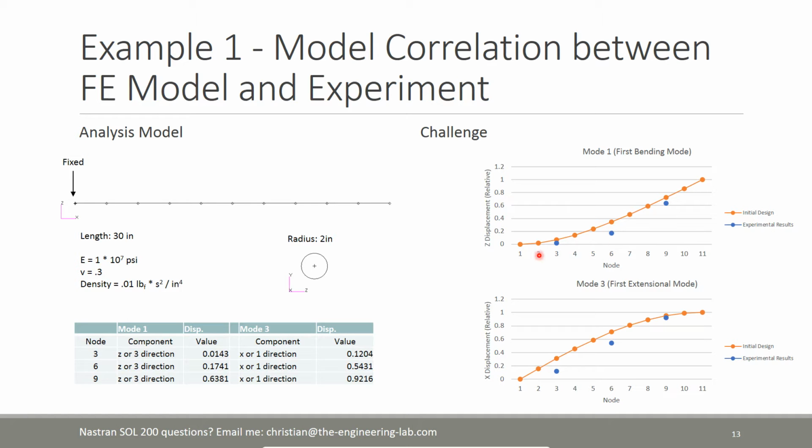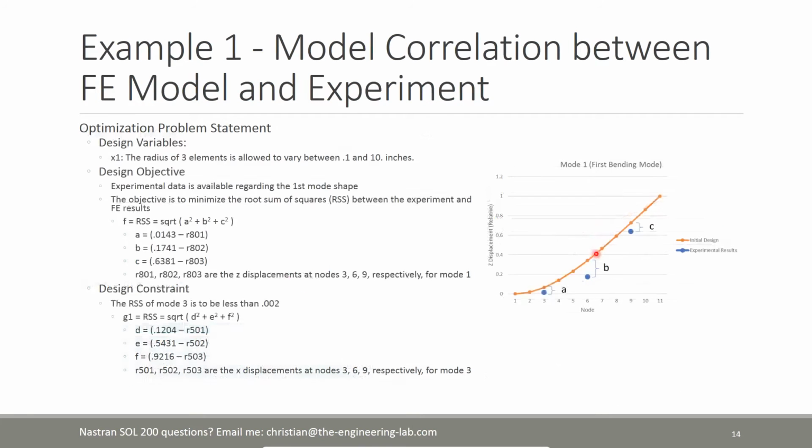So here we see that mode shape 1 is sort of far from meeting the experimental mode shape that's represented by these blue dots. And the same can be said about mode 3. The displacements are just not in line with the experimental mode shapes. And what we'll do in this next tutorial, we're going to use the optimization capability to vary some of the parameters in the model so the mode shapes from the FE model match the experimental results.